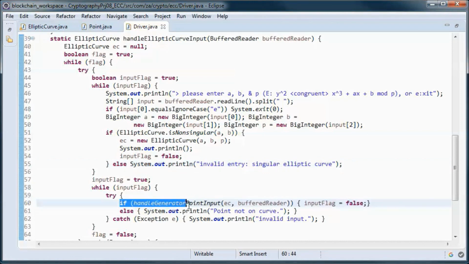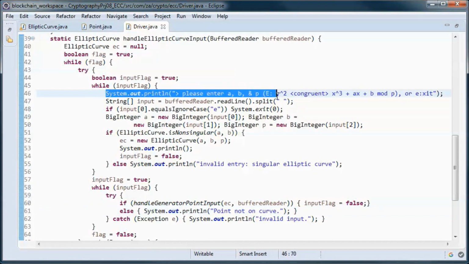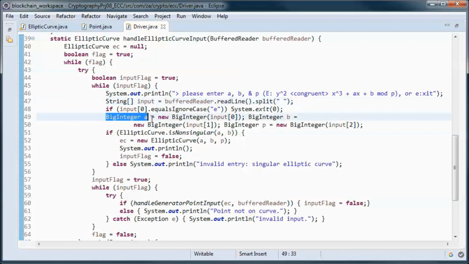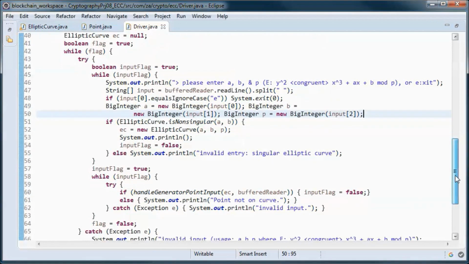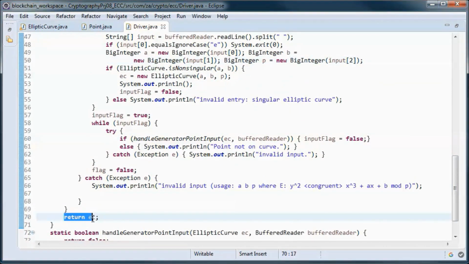And here we handle the pickup of the generator point and making sure that what was entered by the user is a point that is on the curve. And here we prompted the user for A, B, and P and picked up those values. And we return the instantiated elliptic curve.